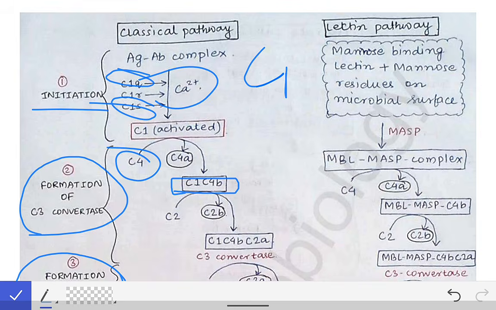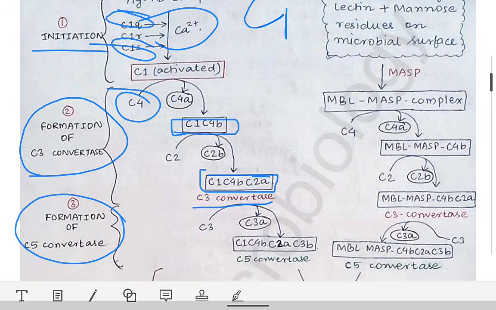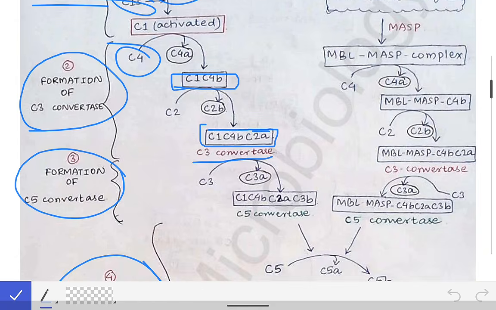Now once there is formation of the C1 C4b complex, this converts the C2 to C2a and C2b. Since C2b is the smaller fragment of the C2 complement protein, the C2b component gets out of the pathway, while the C2a gets involved in the formation of a complex, and thereby there is formation of the C1 C4b C2a complex, which is otherwise known as the C3 convertase. So this is the second step, in which we get this C3 convertase.